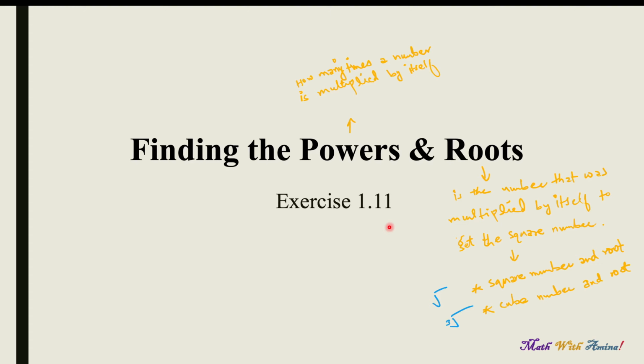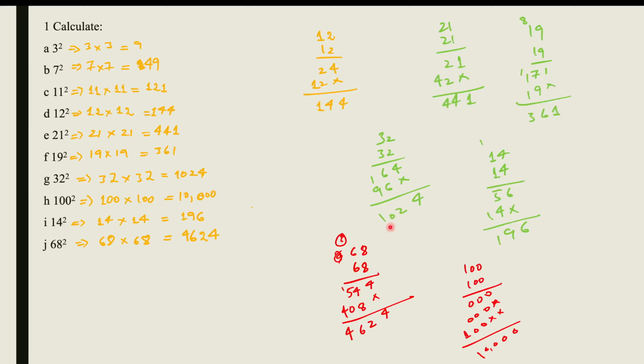So in order to understand powers and roots more clearly, let's start with our very first question. It's a very easy one. The question asks us to calculate the different numbers having a power of 2. So 3 raised to the power of 2 means 3 is multiplied with itself. So 3 multiplied by 3 is equal to 9.